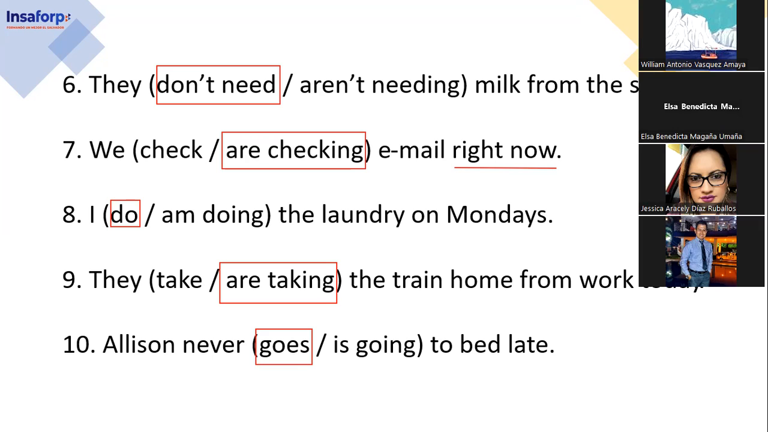Ya felicité a Evelyn y a Wilfredo, que ya hicieron hasta las actividades del nivel 5. No, no, mentiras. Ya hicieron todas las actividades del nivel 2, ¿verdad? Congratulations. Bueno, vamos entonces a los mensajes. Let me see. Let's go to the group. ¿Qué dicen estos chicos en el grupo? Veamos.